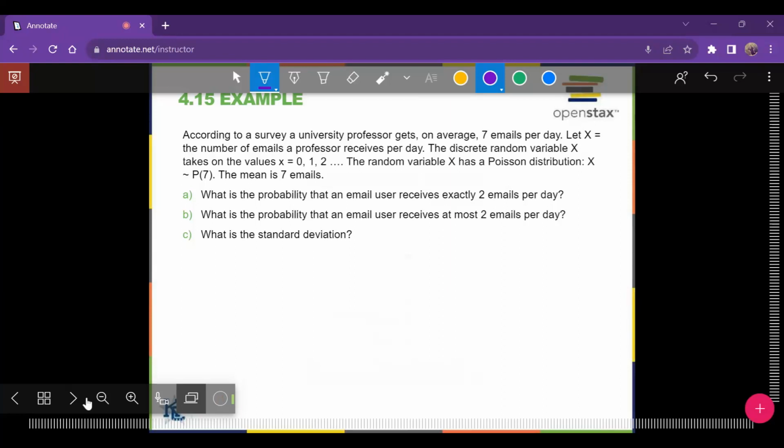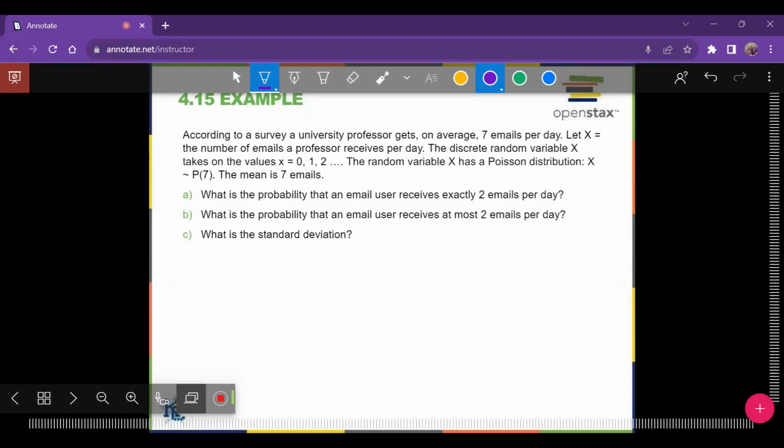So, according to a survey, a university professor gets on average 7 emails per day. Let X be the number of emails a professor receives per day. The discrete random variable X takes on the value X equals 0, 1, 2, and so on. The random variable X has a Poisson distribution of P7. The mean is 7 emails. What is the probability that an email user receives exactly 2 emails per day?